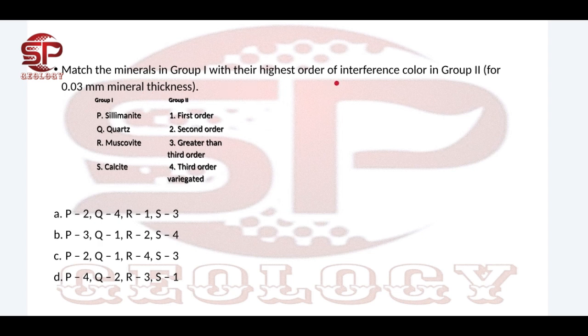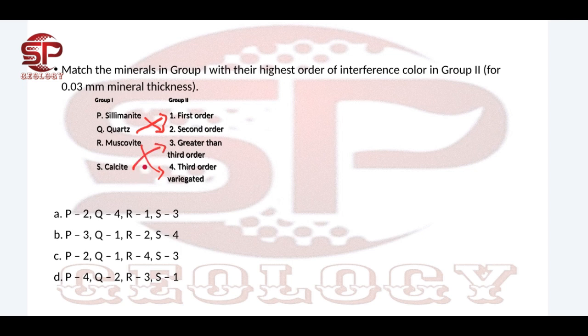Match the following mineral group with highest order interference color for 0.03 mm mineral thickness. Here you remember, always quartz shows first order. Then sillimanite shows second order. Then muscovite shows third order, and calcite will show greater than third order.